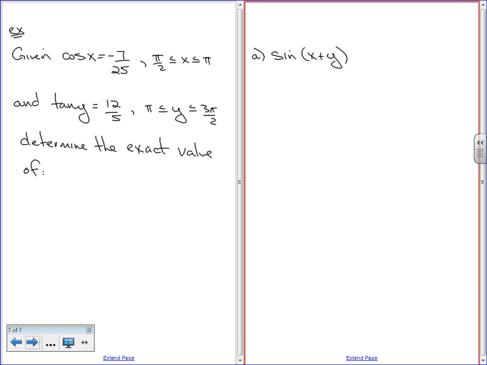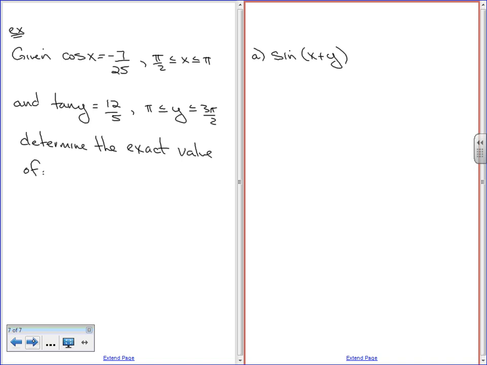Okay, so the next question reads, given that the cosine of angle x, you don't know the size of angle x, cosine of angle x is equal to the ratio of negative 7 over 25. The only information they give you about angle x is it's between pi over 2 and pi.